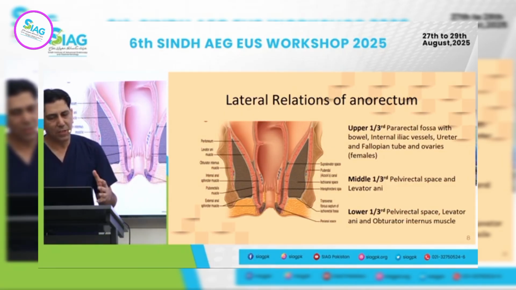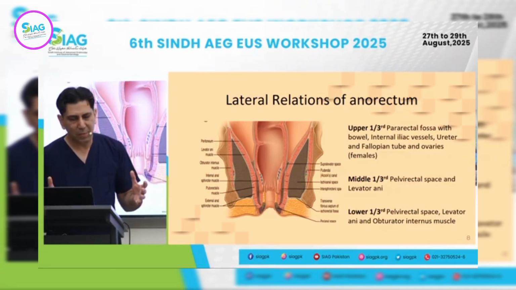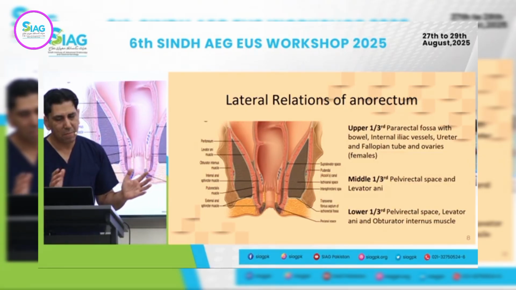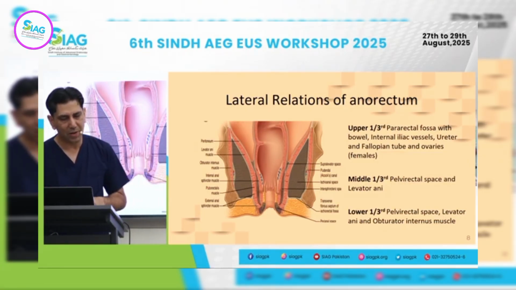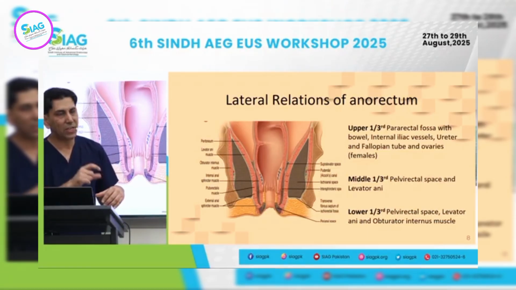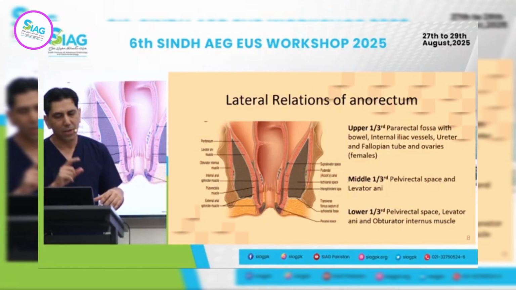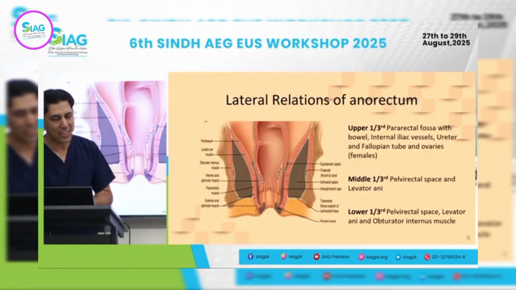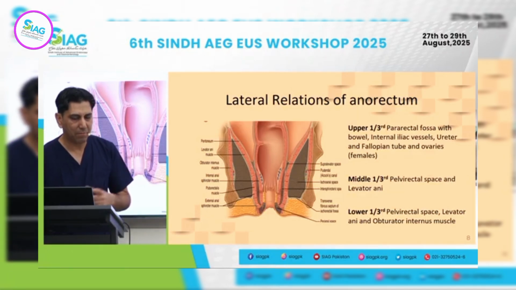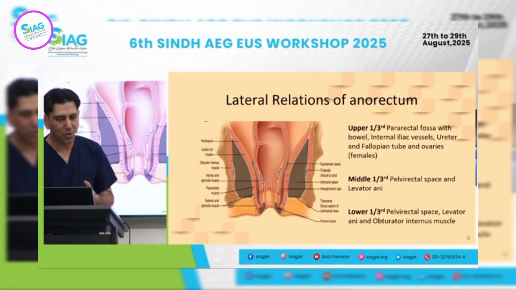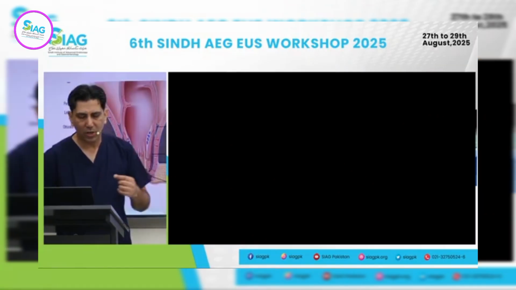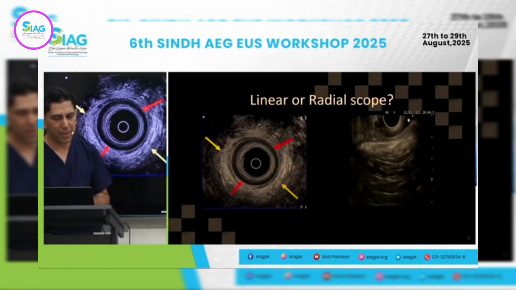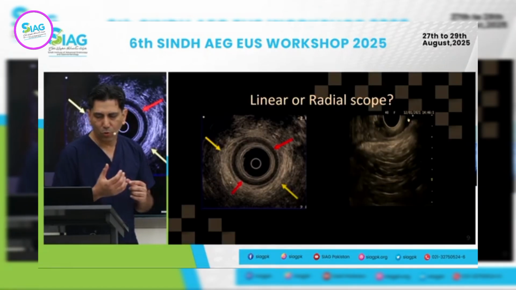And in the middle third is the pelvirectal space and levator ani, which is going to be the same whether it's a male or a female patient. And in the lower third, when we're coming toward the anal canal, you'll have the pelvirectal space with levator ani and obturator internus muscles, which, as we know, should appear hypoechoic, or darker, as compared to the mucosa.